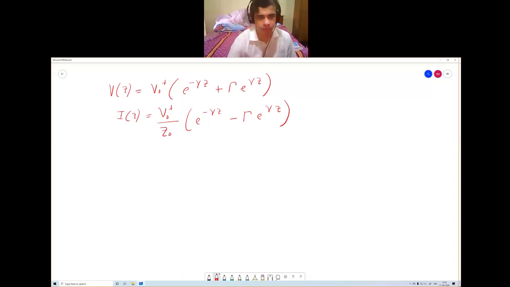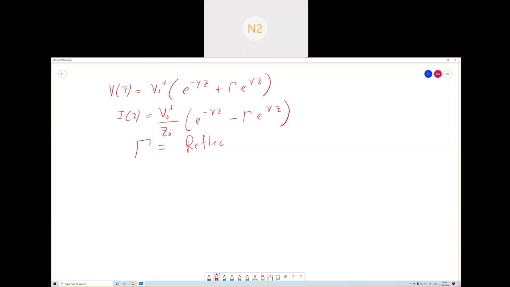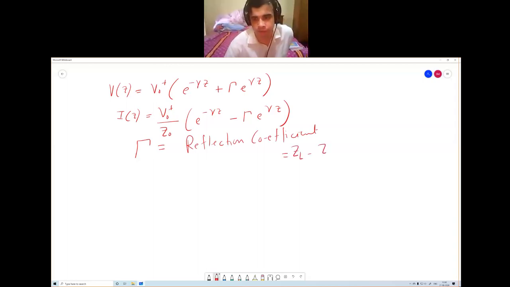What was small gamma? What was capital gamma? We discussed in the last class. Reflection coefficient. Yes, it was the reflection coefficient, whose value was Zl minus Z0 divided by Zl plus Z0. We discussed this. Okay.